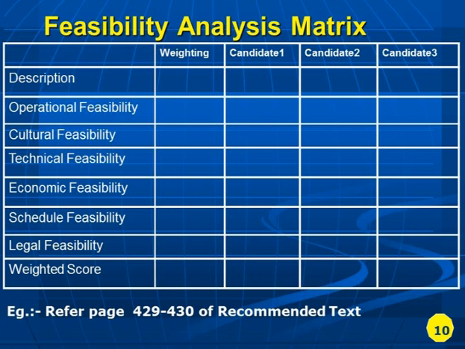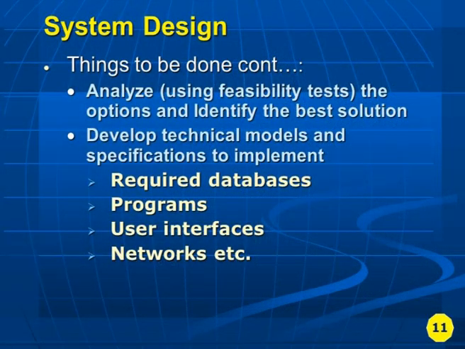You can refer to the recommended systems analysis and design textbook in your first year, and the recommended object-oriented analysis and design textbook in the second year. The main recommended text can be referred to find out about this feasibility analysis matrix. And then in system design, the things to be done are: you analyze the options that you identified using the feasibility tests, select the best solution after analyzing, and develop technical models and specifications to implement the required databases, programs, user interfaces, networks, etc.